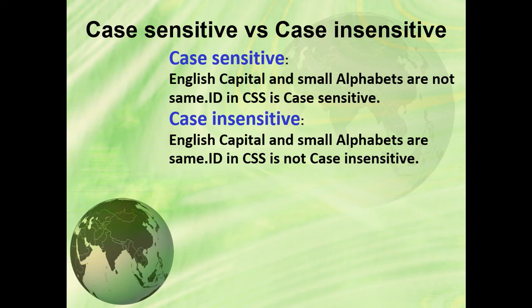Case sensitive: English capital and small alphabets are not the same. ID in CSS is case sensitive. Case insensitive: English capital and small alphabets are the same. ID in CSS is not case insensitive. You must note that. English capital and small alphabets are not the same. ID in CSS is case sensitive.